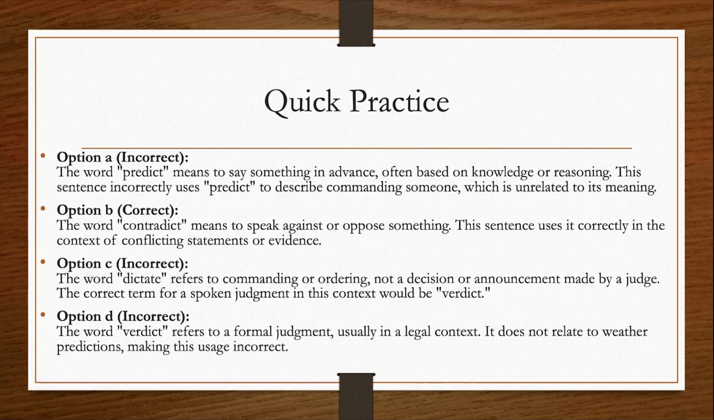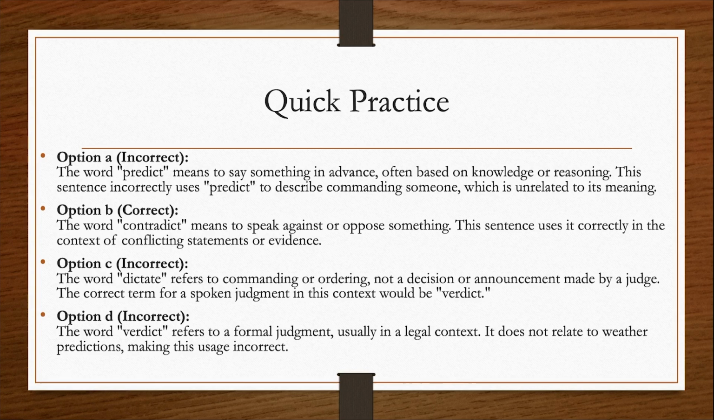Now let's very quickly move. Option A. The word predict means to say something in advance, often based on knowledge and reasoning. This sentence incorrectly uses predict to describe commanding someone, which is unrelated to its meaning. Therefore, option A is incorrect. Let's come to option C. The word dictate refers to commanding or ordering, not a decision or announcement made by a judge. The correct term for a spoken judgment in this context would be verdict. So option C is also incorrect.